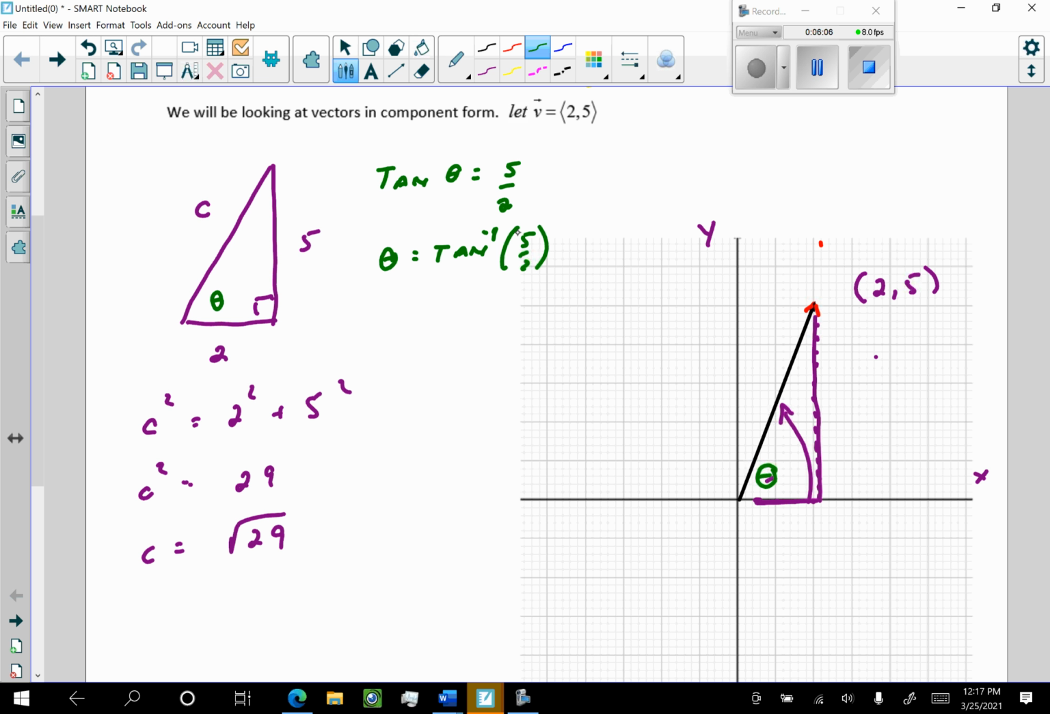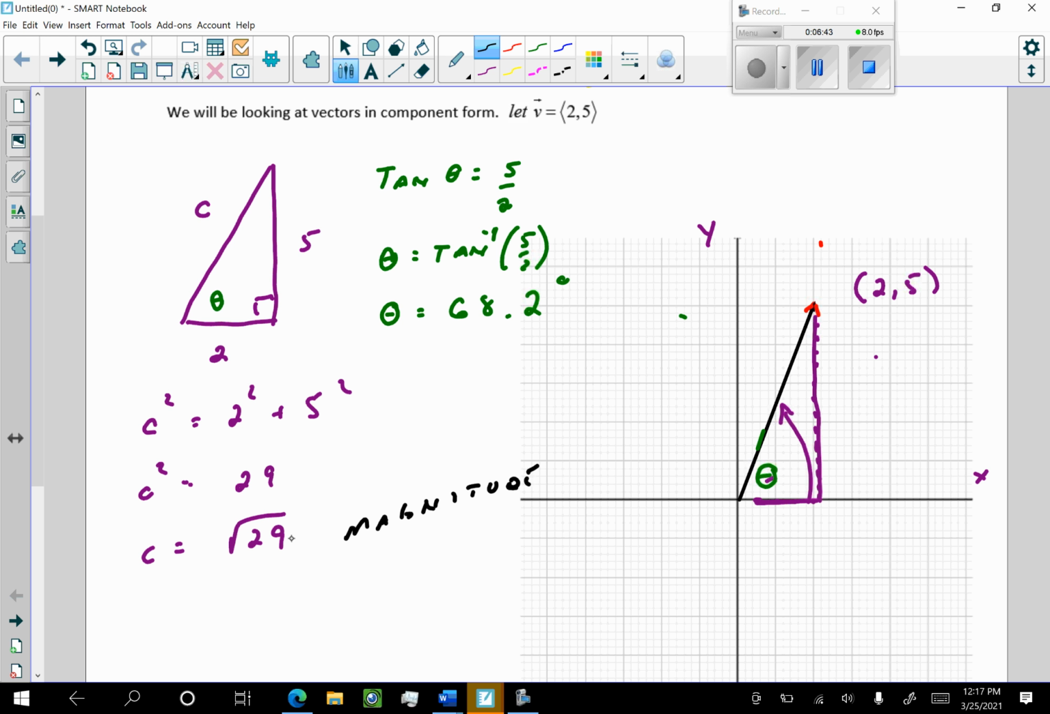And that's about right. So theta here, putting this into my calculator, is 68.2 degrees, rounded to 1 decimal place. That's theta. So that is the direction the vector is going. The component form vector <2, 5> has a magnitude of square root of 29, and it is going in the direction of 68.2 degrees.